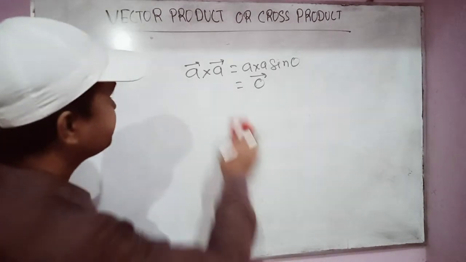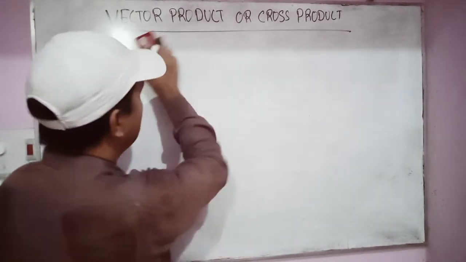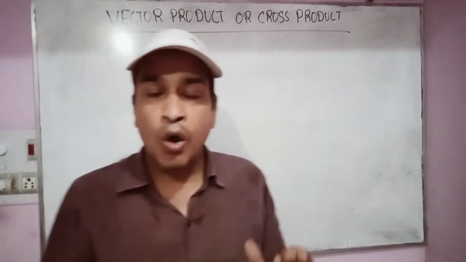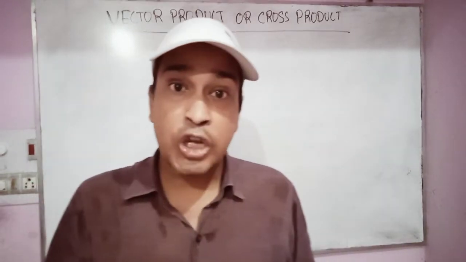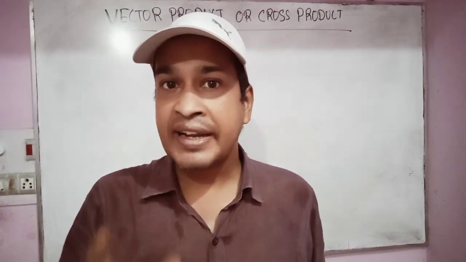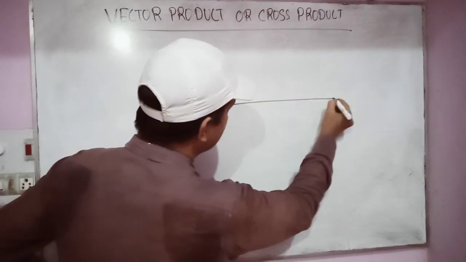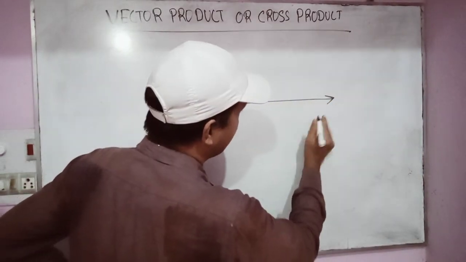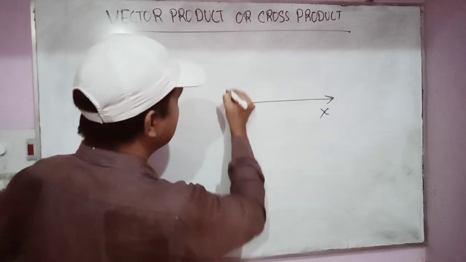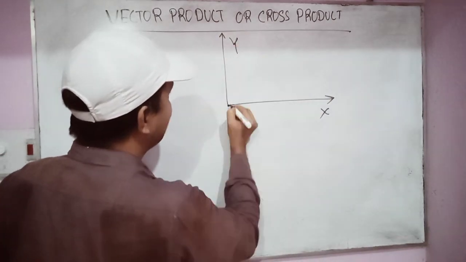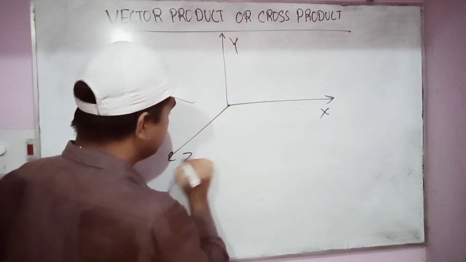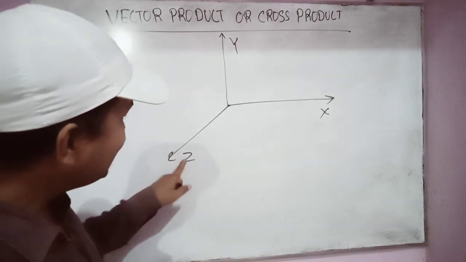Now we will see what is the cross product of unit vectors along the Cartesian coordinate axes. This is a Cartesian coordinate axis. This is the Cartesian x axis. This is the y axis, and this is the z axis. See, where is the z axis?